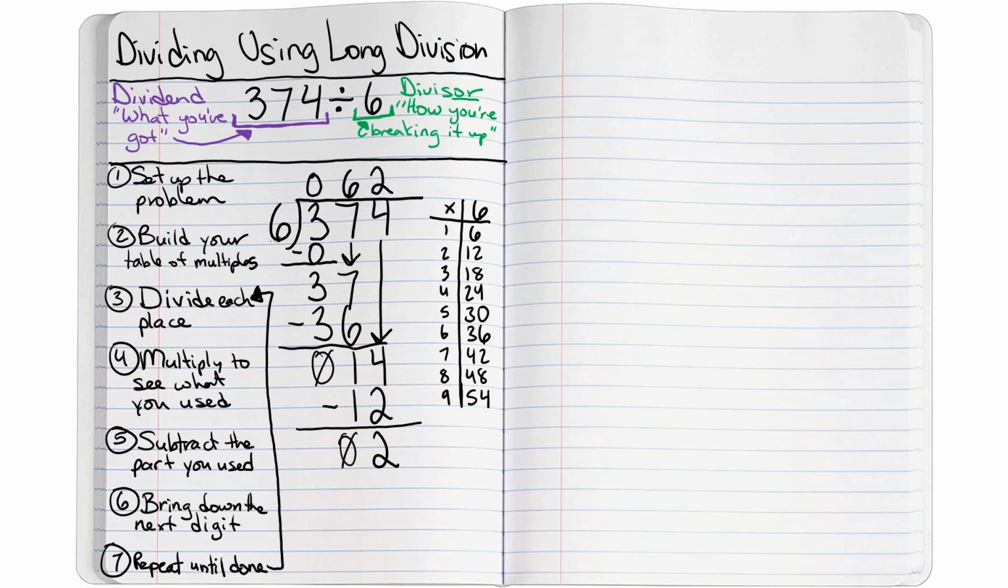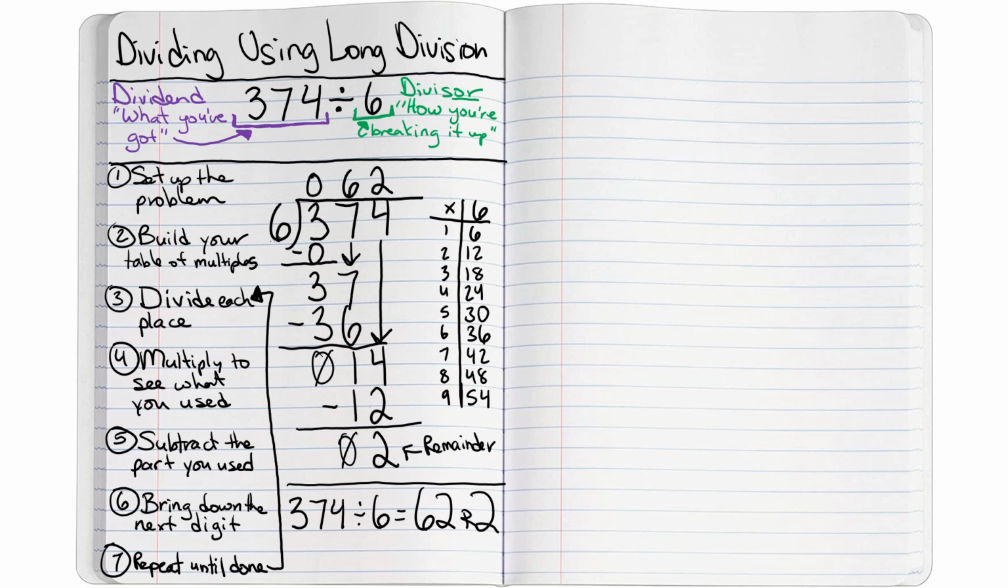After I subtract, my next job is to bring down the next digit. But when I look over here, there's no more digits to bring down. That tells me I subtracted every part of this number. Since there's nothing else to bring down, I'm done dividing, which means this leftover piece is going to be my remainder. Which means 374 divided by 6 equals 62, remainder 2.